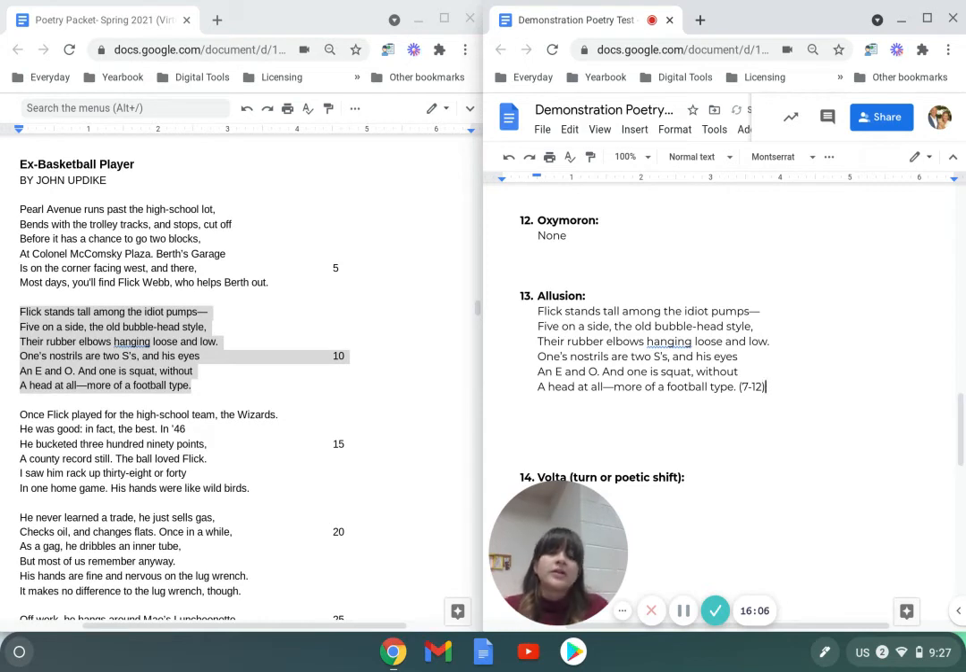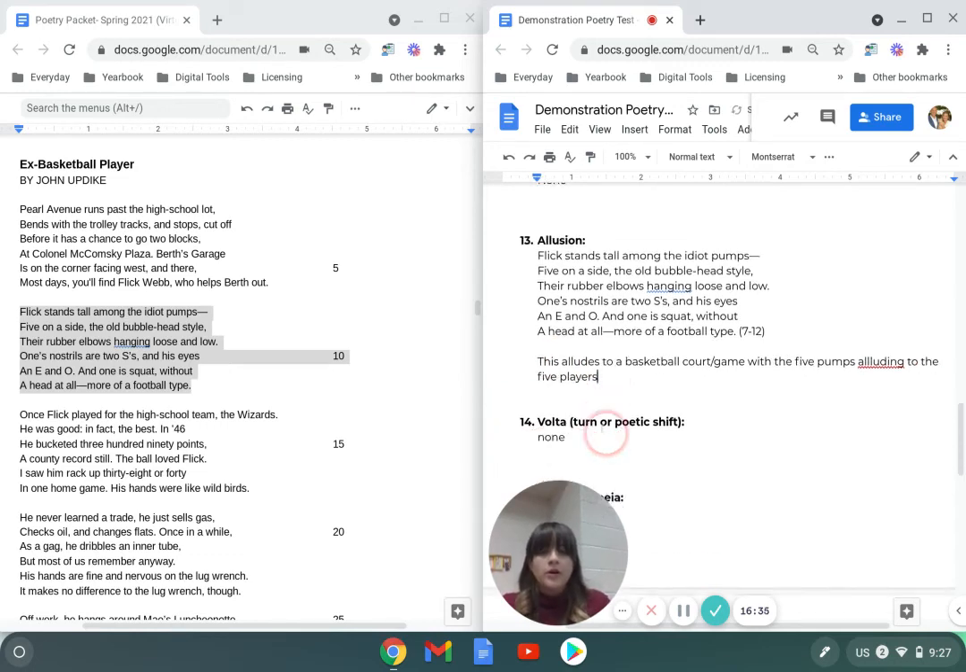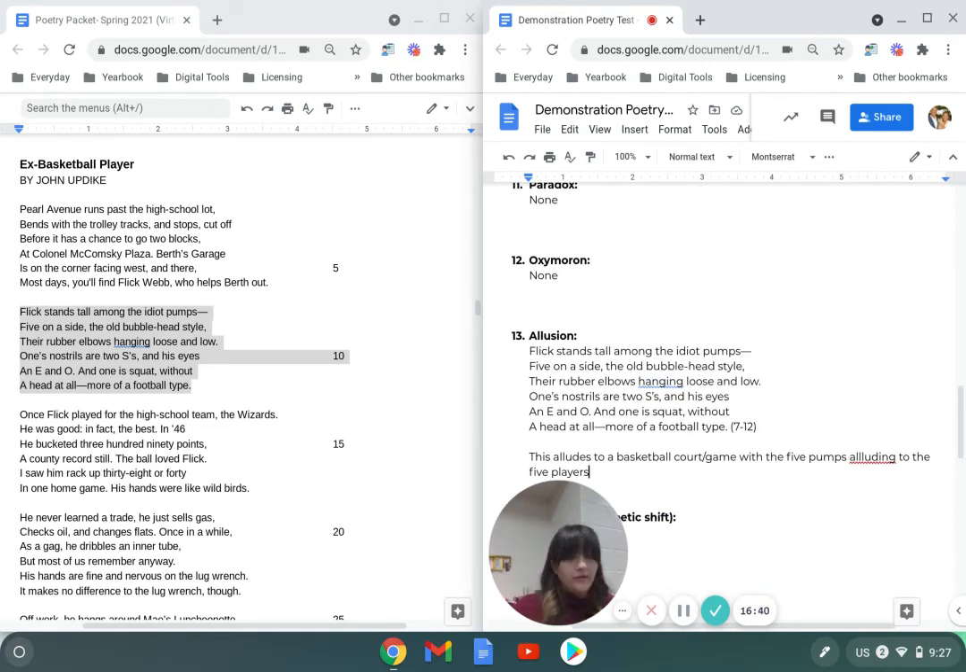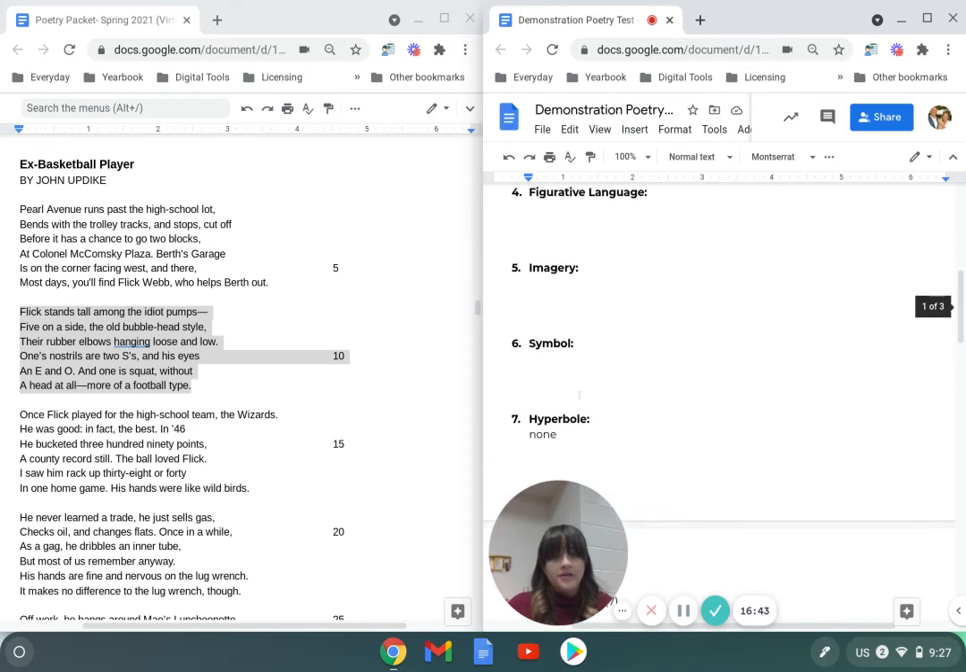And remember, I have to explain the allusion, all right? So this alludes to a basketball court or game. And then I can explain the 5 pumps alluding to the 5 players. I always thought there were 6 players in basketball, but I guess there's only 5. Okay, so there's my allusion. I've explained it properly and all of that. I'm going to go back up and look at what else I'm missing.